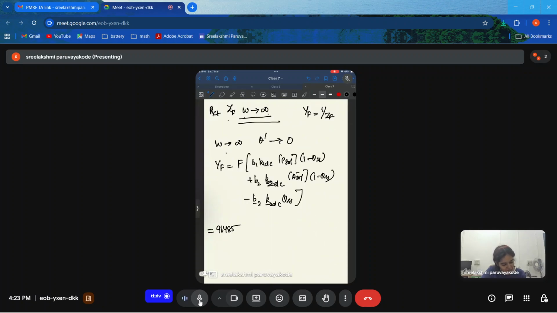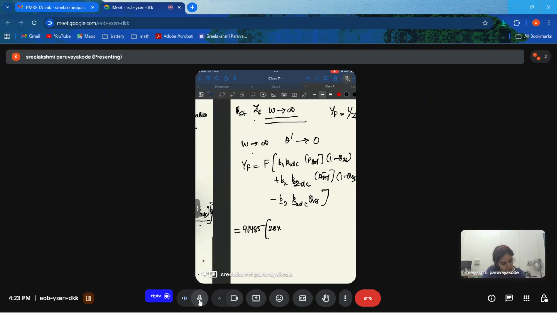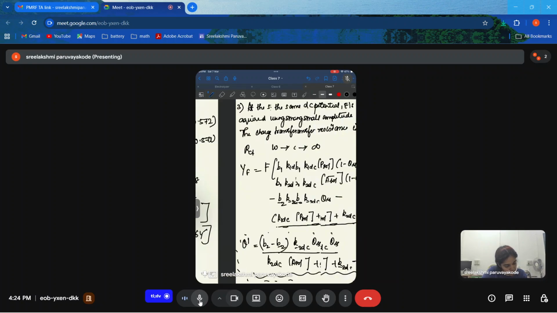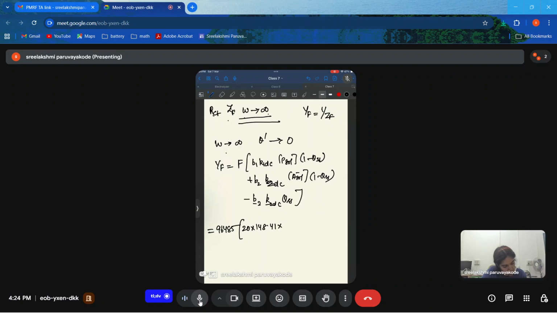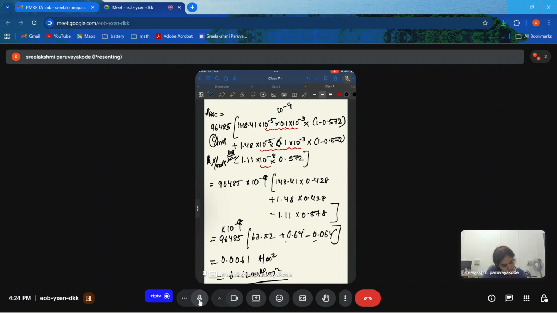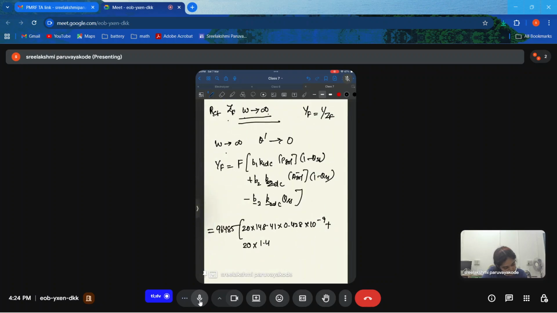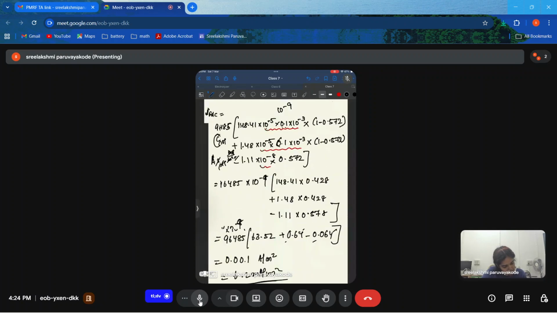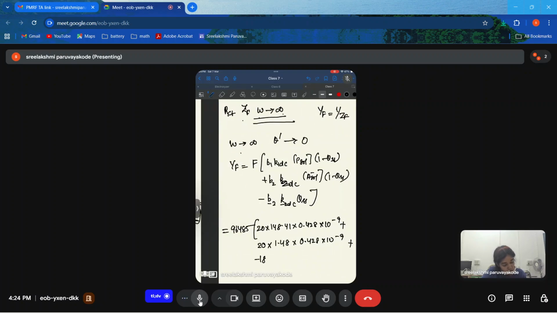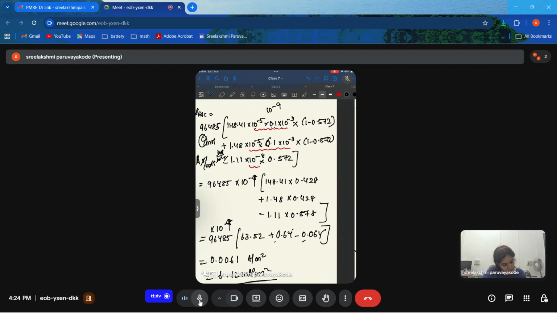Okay, anyway, I'll do that. So B1 is 20. K1 DC P solution into 1 minus theta SS is nothing but this value, so that is 148.41 into 0.428 into 10 to the power minus 9, plus B2 is again 20 into K2 DC into A solution minus into 1 minus theta, that is 1.48 into 0.428 into 10 to the power minus 9, and B minus 2 is 18, K minus 2 DC theta SS, that is 1.11 into 10 to the power minus 8.